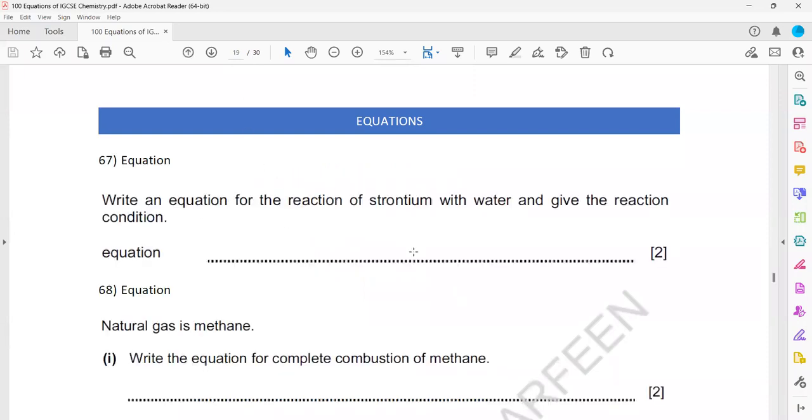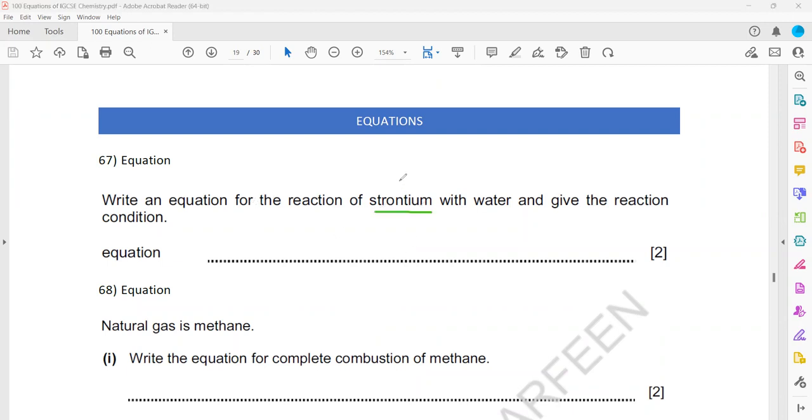Write an equation for a reaction of strontium with water. So strontium is there, a metal reacting with water. What will be the product? Metal hydroxide plus hydrogen. And you have to write the equation.